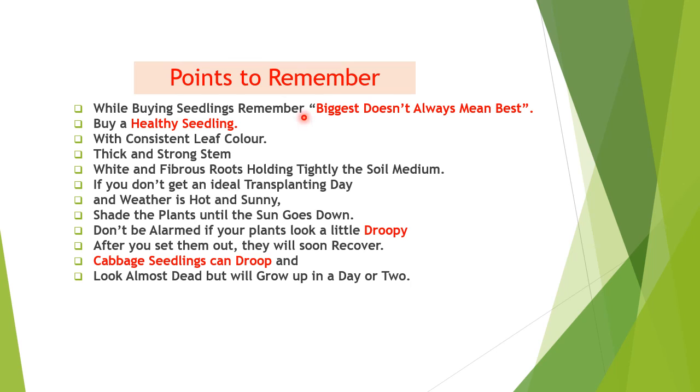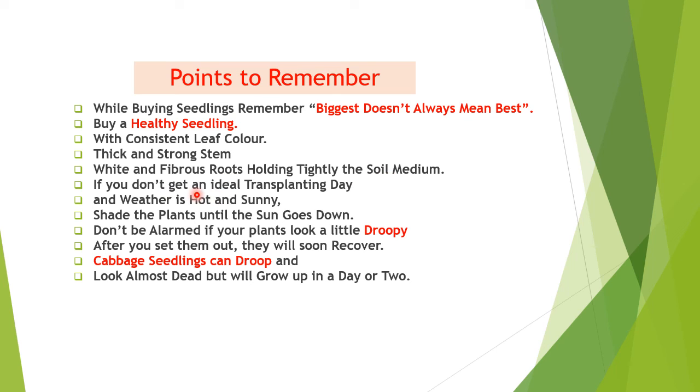Now let us remember some points while buying seedlings. Remember, biggest does not always mean best. You should buy a healthy seedling. Don't get tempted because it is the biggest one. It should have consistent leaf color. Check that it has a thick and strong stem. It has white and fibrous roots holding the soil medium tightly.